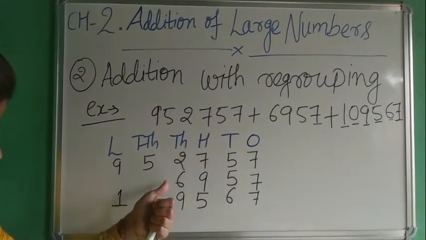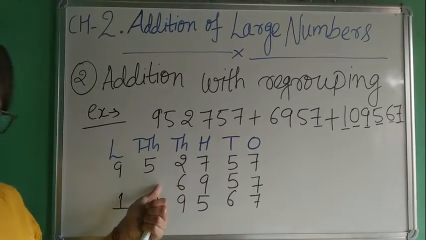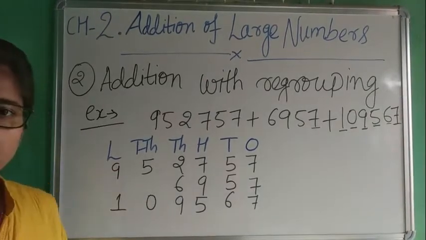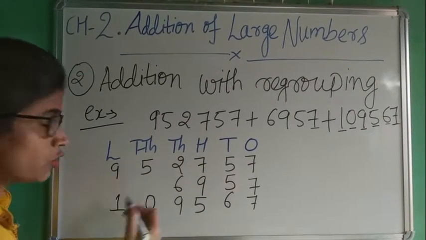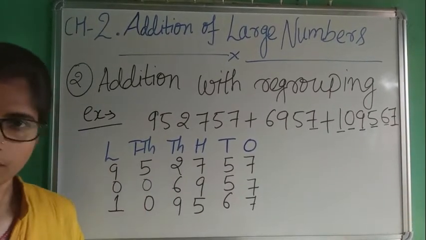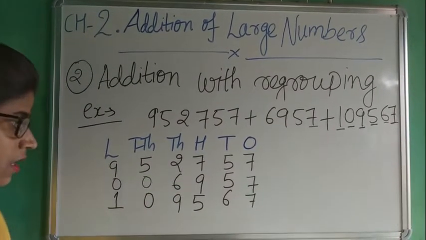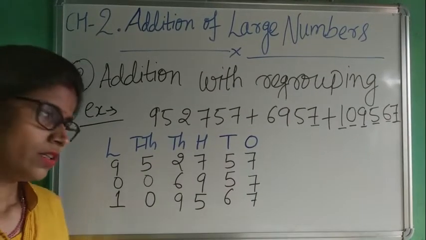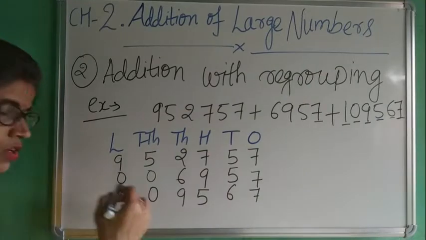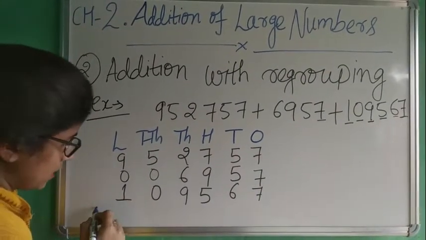Okay. So you can see here in this second number you are having a gap. So to avoid confusion, you can write 0 here. Okay? Fine. And if you don't want to write 0, then it is also fine. Students, you can write 0. It is up to you.